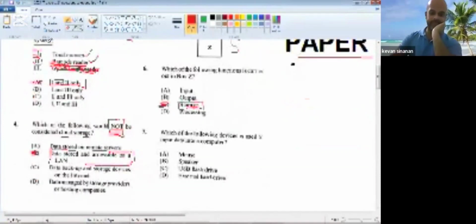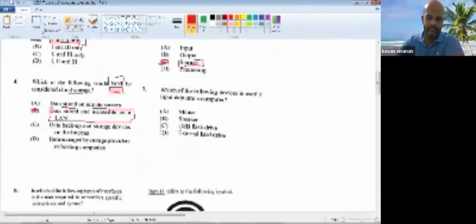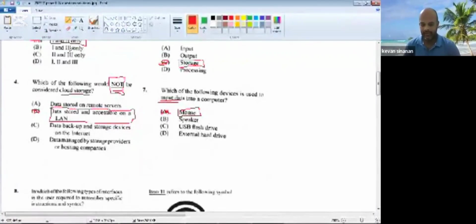Number 7. Which of the following devices is used to input data into a computer? This one is an easy one. It would be mouse. Mouse is an input device. The question is to input data. Speakers do not. See USB flash drive, I could understand why C would be tempting as an answer, but actually C is a storage device. D as well, external hard drives are storage devices.